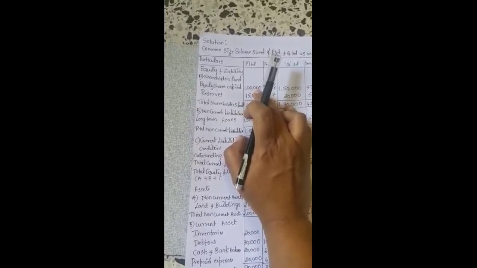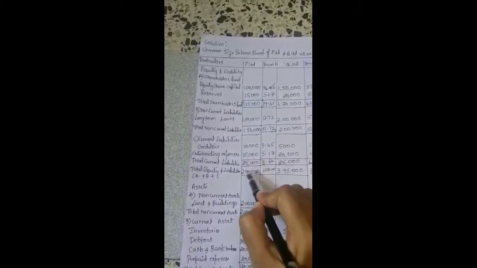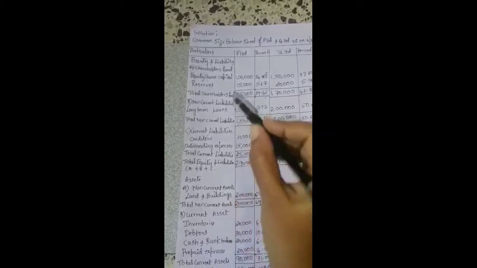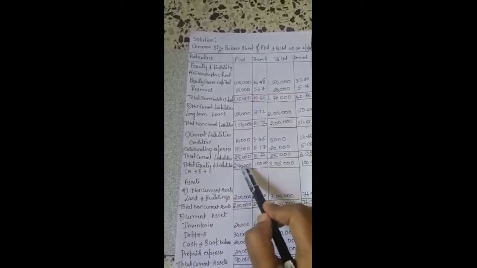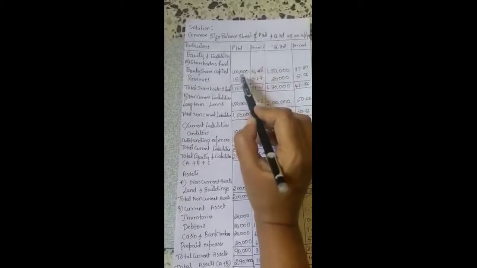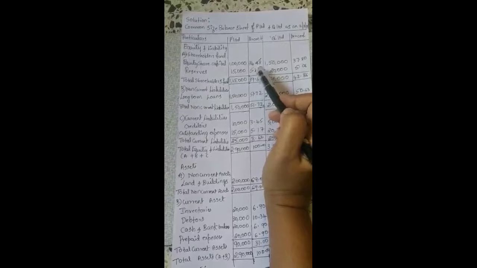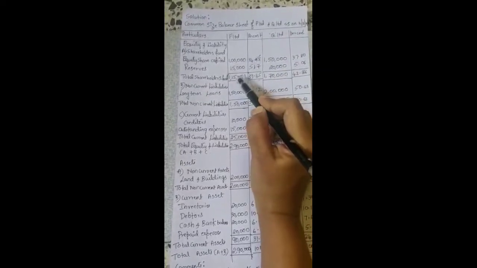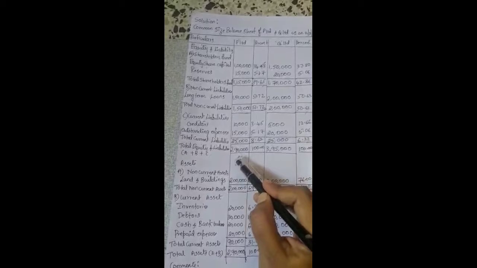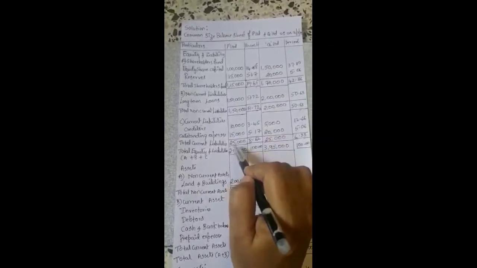Equity share capital of P Limited is 1 lakh. 1 lakh divided by total liability of P Limited, 2,90,000, into 100, you will get 34.48. Next, 15,000 divided by 2,90,000 into 100, you will get 5.17. In the same way, 1,15,000 divided by 2,90,000 into 100, you will get 39.65. Like this, you have to convert it into percentage.